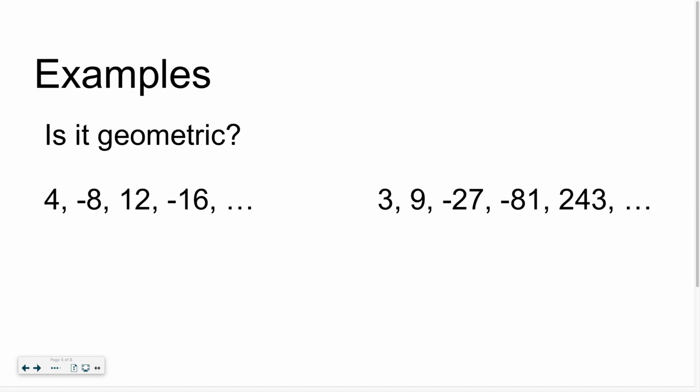Okay, can you tell me if these are geometric? And whether or not they're geometric, you might stop and think about patterns and could you write a rule? So if you want to share out with your pods, go ahead and do that right now. Are they geometric? Whether or not they are, can you write a quick rule for us?